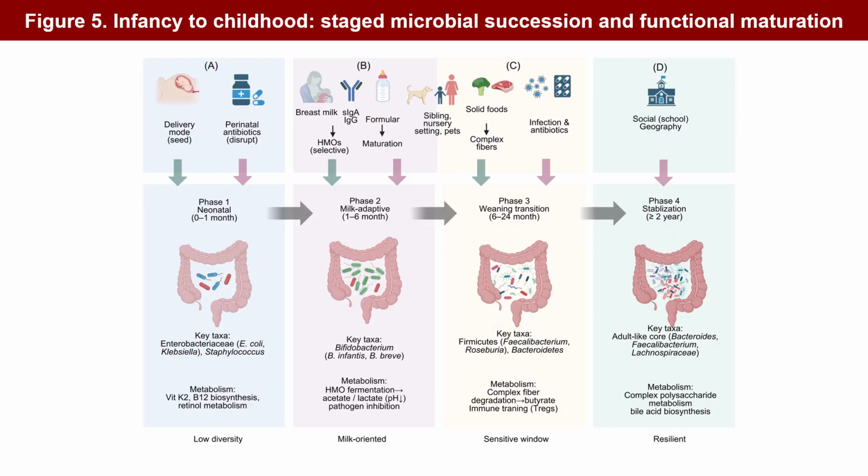Figure 5. Staged succession and functional maturation of the early life gut microbiota. Infant microbiota progresses from pioneer colonization to breastfeeding-driven bifidobacterium dominance, then to complex carbohydrate utilization after weaning, and finally toward a more stable adult-like ecosystem.